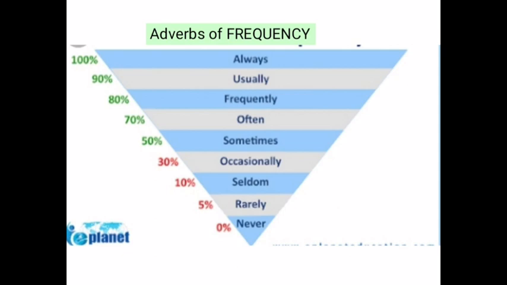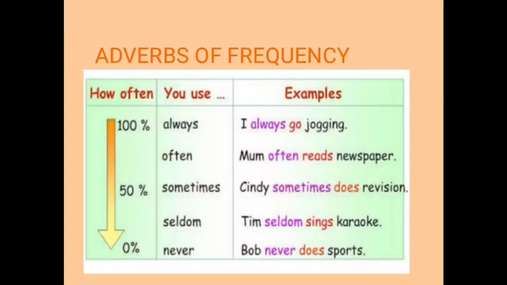If it is only 30 percentage, we use occasionally. If it is only 10 percentage, seldom. If it is only 5 percentage of chances there, we use rarely. If 0 percentage is there, we use never. Let's do it with some sentences so it will be easier for you. See the frequency here.